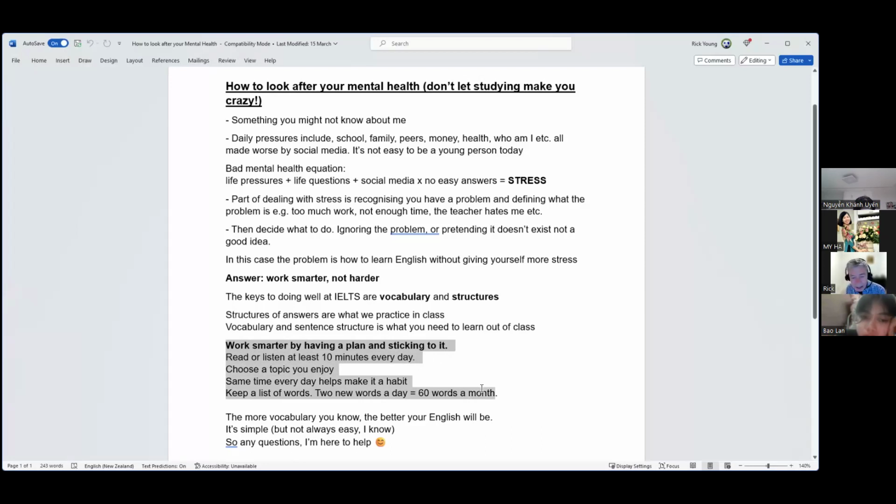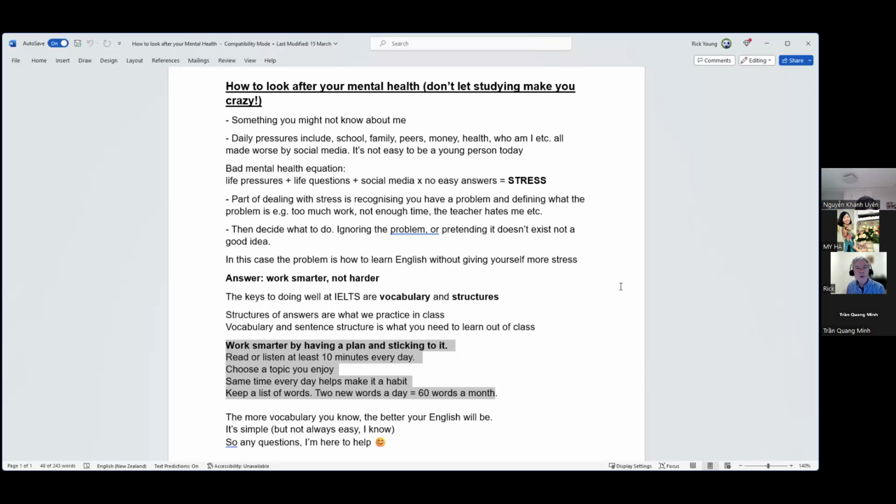Kwang Ming, what do you enjoy? Do you like football? Do you like music? Do you like movies? I think I like movies. You like movies. Okay, so for example, you might like to read about new movies. For 10 minutes every day, you can read about what new movies are coming out, what new movies are coming to Hanoi soon, or what movie you can go see in Hanoi.